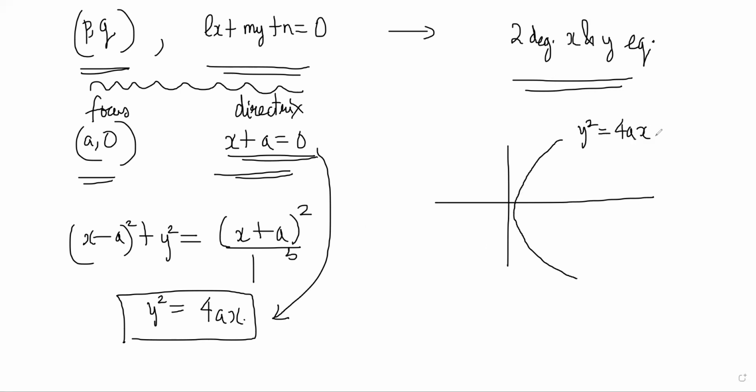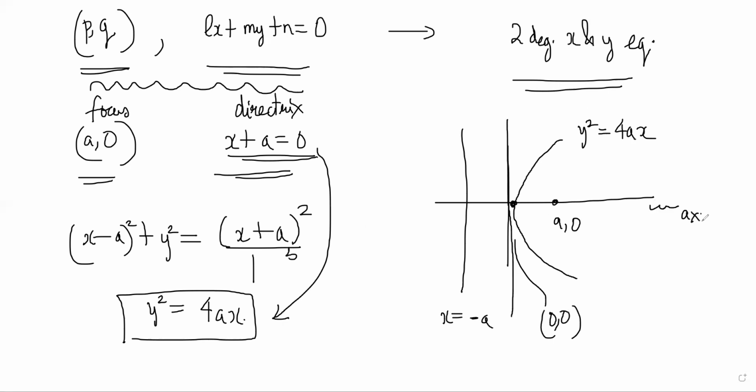And here we can mark out our focus. Focus is a comma 0. Directrix is x is equal to minus a. This point is called the vertex, which is 0, 0. This line is called the tangent at the vertex. This line is called the axis, which is basically y is equal to 0. And the parabola is symmetric about the axis.